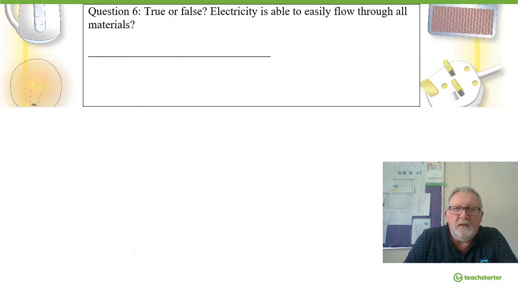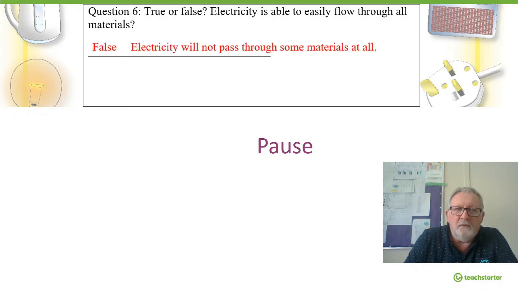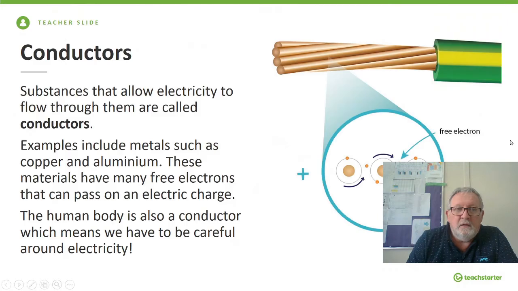True or false? Electricity is able to flow easily through all materials. Pause and have a go. And of course, that is false. Electricity will not pass through some materials at all, luckily for us. All right. The next two slides talk about the different properties of materials and why electricity will pass through them.